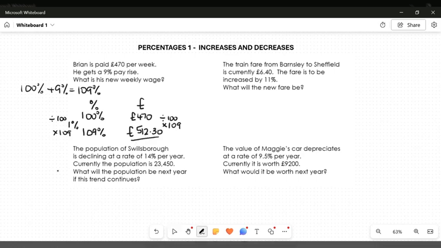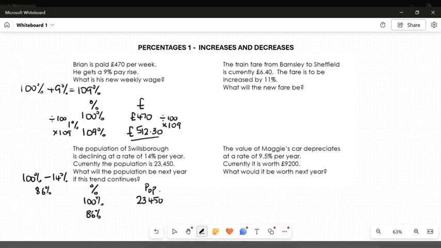The population of Swilsborough is declining at a rate of 14%. So 100% means the population hasn't changed. Declining means it's reducing, so take away 14%. That's going to leave us with 86%. So again, let's set up our proportion table. Percentage, and this time it's population. The original amount, which is 100%, is the original population, which is 23,450. We want to know what it will be when it's dropped to 86% of that.